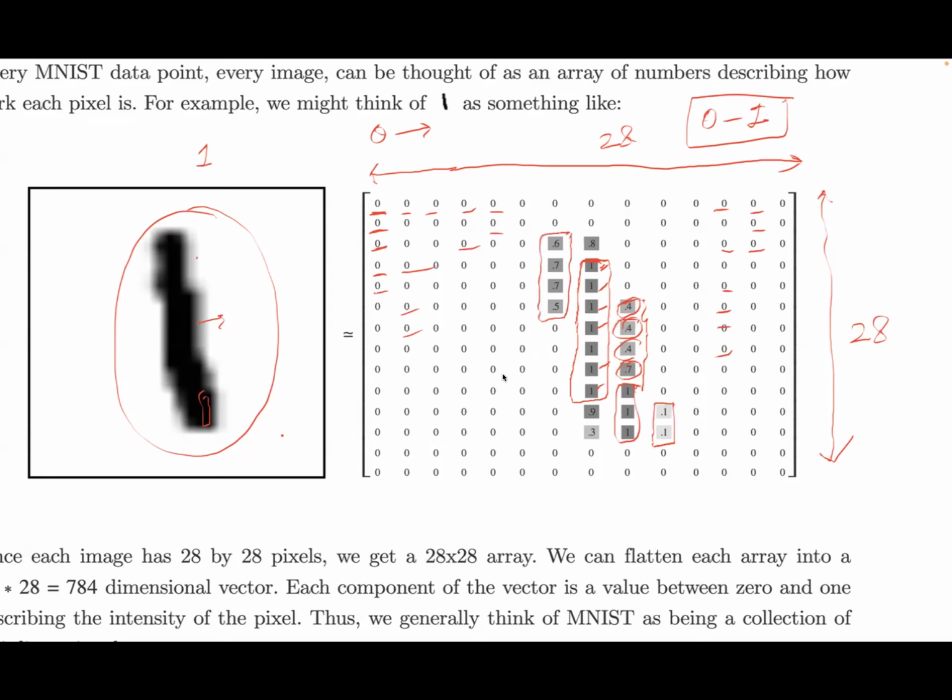So these values, which are from 0 to 1 basically, represent how intense the blackness or whiteness is. So I suppose this is clear. You can also understand this.